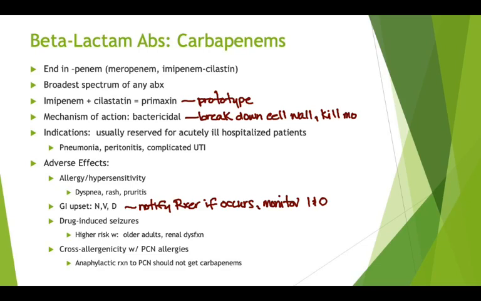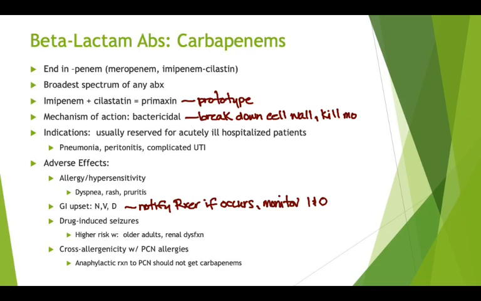Your next class is going to be your carbapenems, like M&Ms. I like that. They're all going to end in your penem. So you have your meropenem, your imipenem, cilastatin. These are going to be your broadest spectrum of any type of antibiotic.